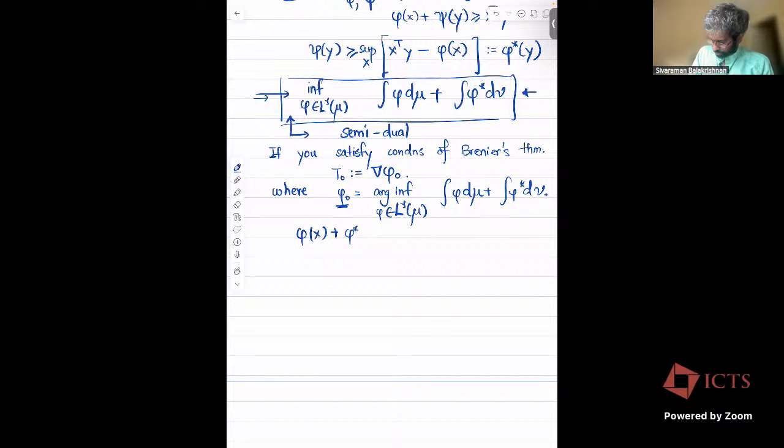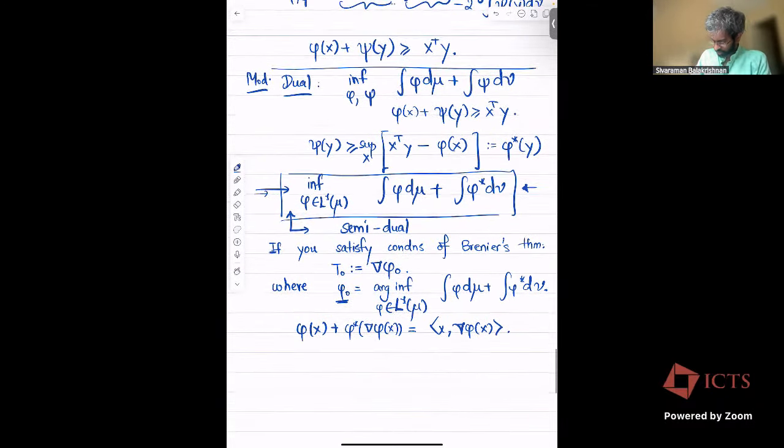phi star of grad phi of x will be equal to x transpose grad phi of x. Oh, I see. So somehow it is the function that saturates. So if you put phi 0 and phi 0 star, it'll saturate all your constraints and it'll maximize this thing appropriately. Yeah, great. Thanks.